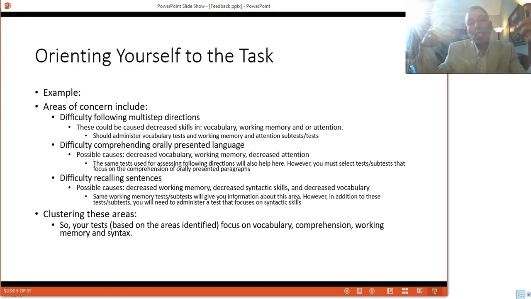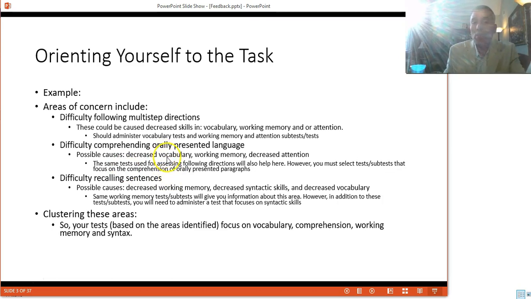So you use information from your case history to exclude areas that you shouldn't be testing, and to focus on areas that you absolutely have to test to answer the questions that were asked about these concerns. So in this case, you ask the questions about comprehension.